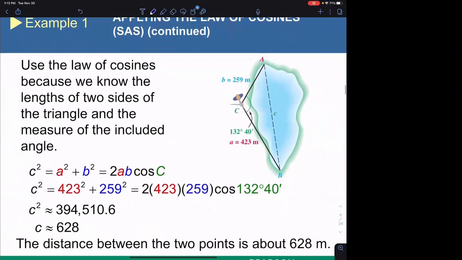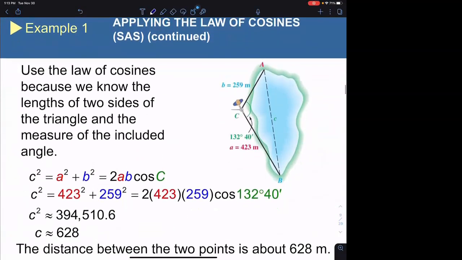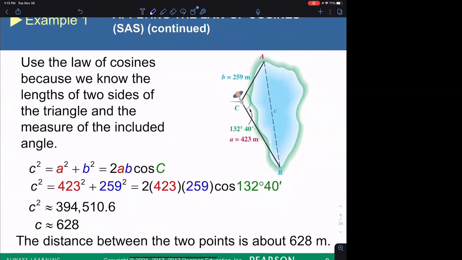So yeah, they grab that, except they punch it in their calculator. So we'll see what their results were. Using the law of cosines, we know the lengths of two sides of the triangle and the measure of the angle that's in between those. And they just plug those in as we just did. And they did do 132 instead of 320. Good for them. And then they got the result, which would be C squared.